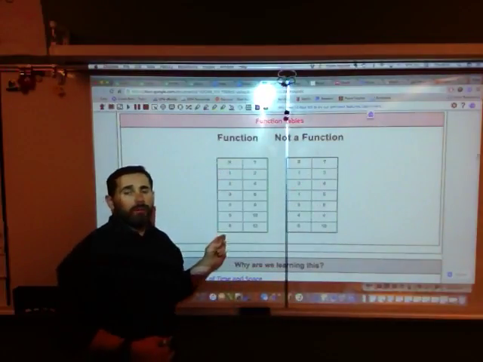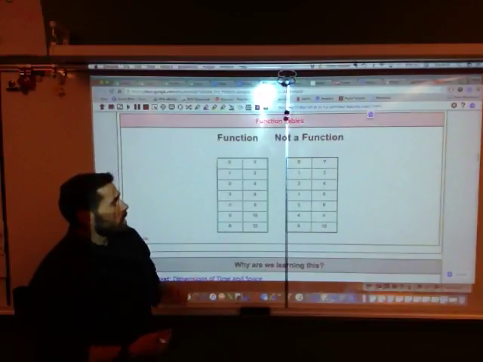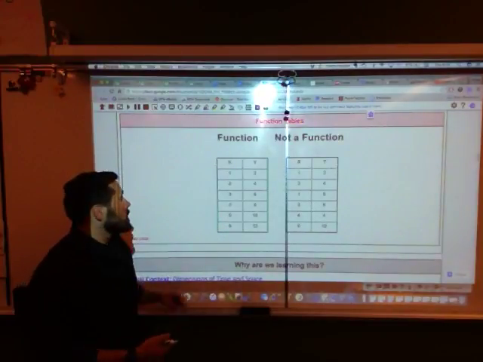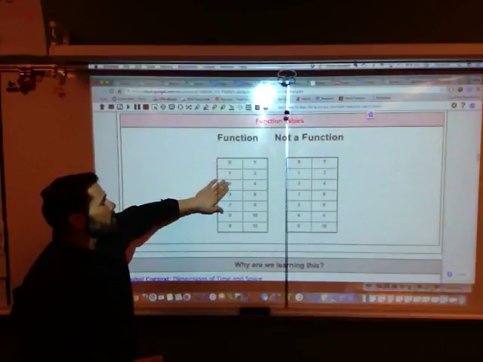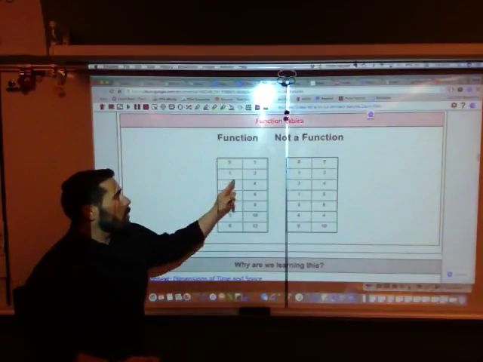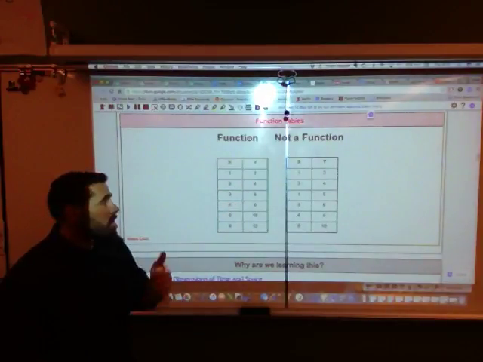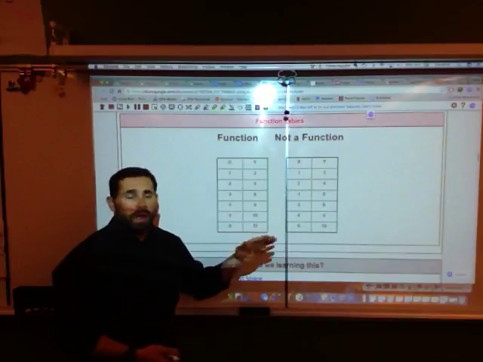Sometimes we'll have to give you a table as a way of communicating a function, and you'll have to determine whether it's a function or not a function. These are my inputs, and I would just make sure that all my inputs only give me one output. Input, one output, input, one output, input, one output. So this one actually is good. Every single input is getting its own separate output.